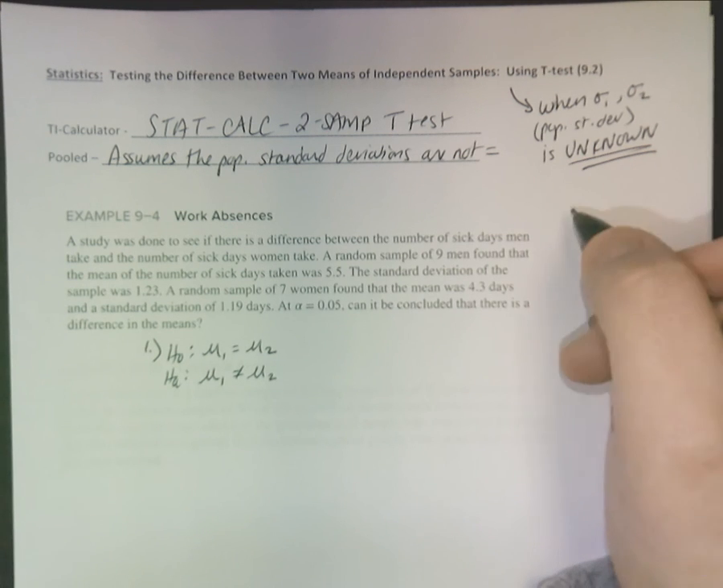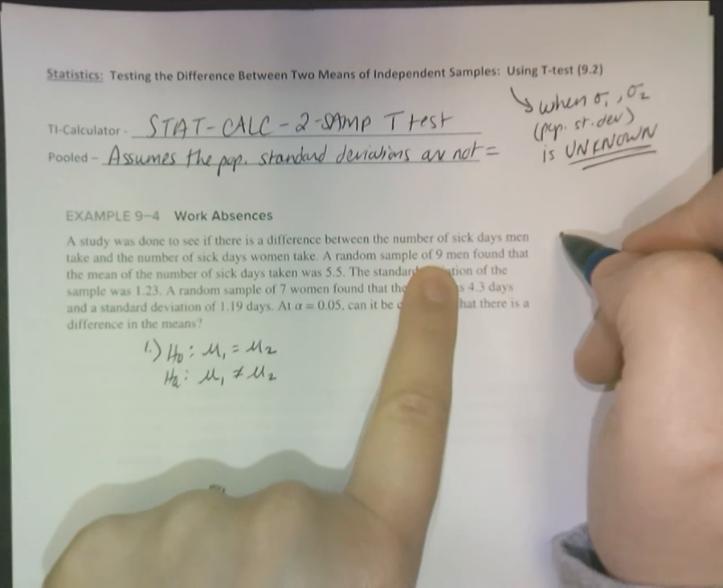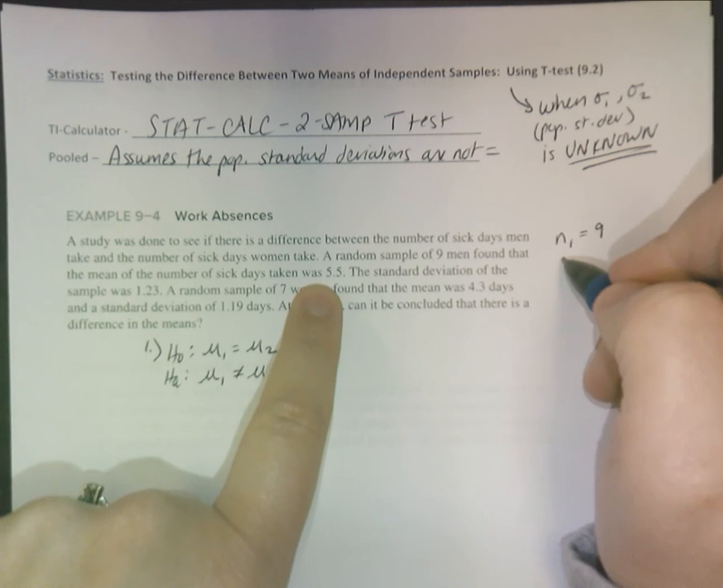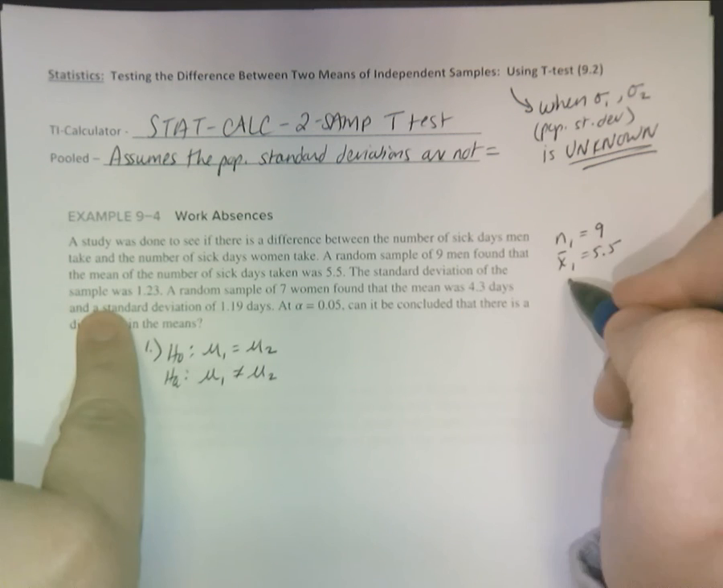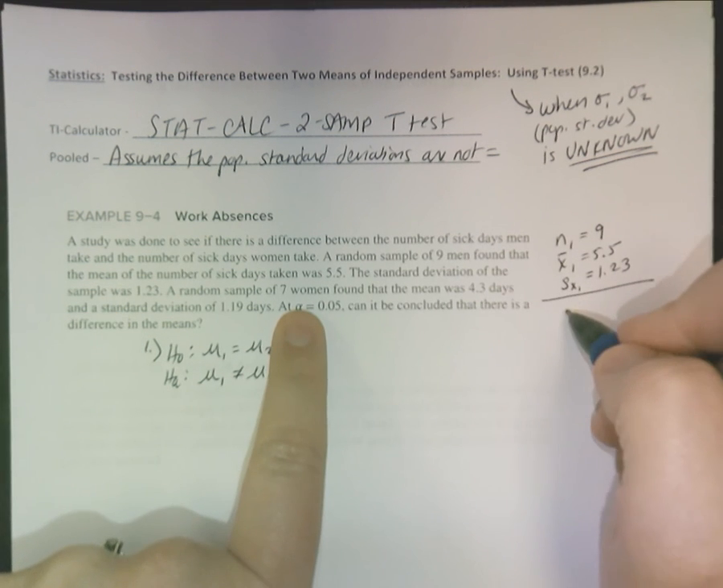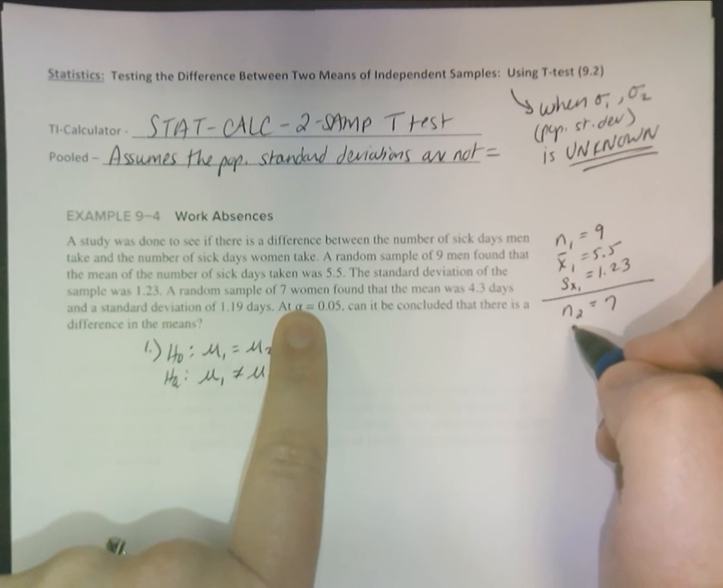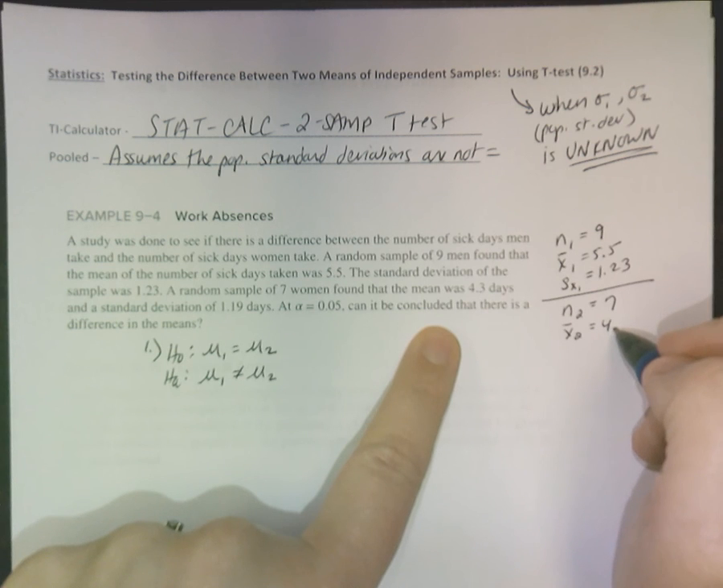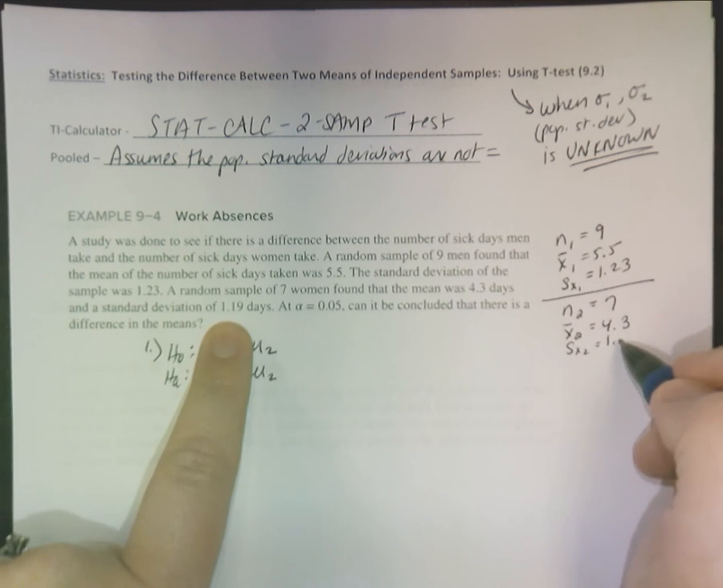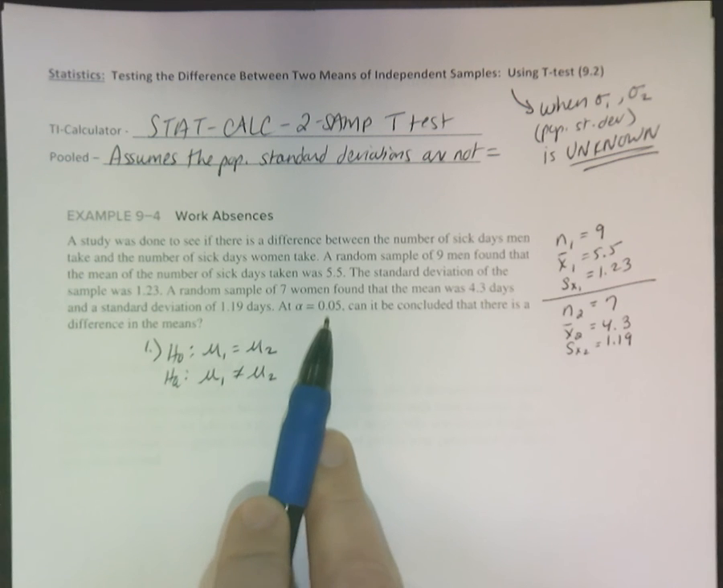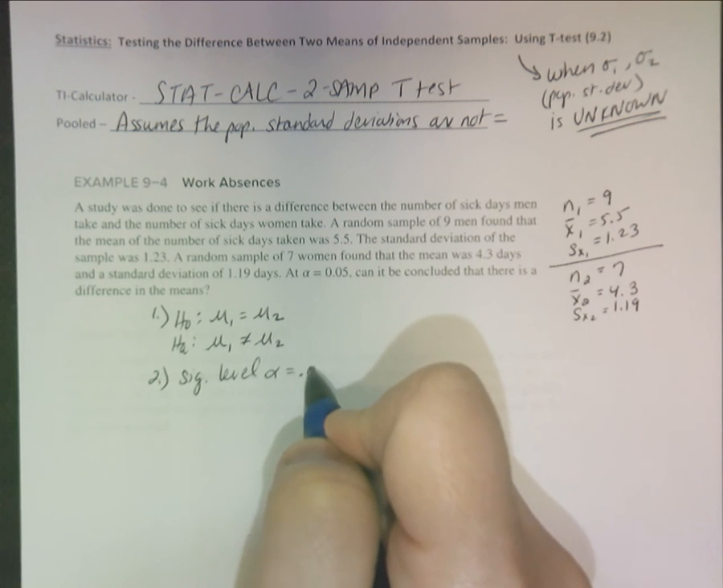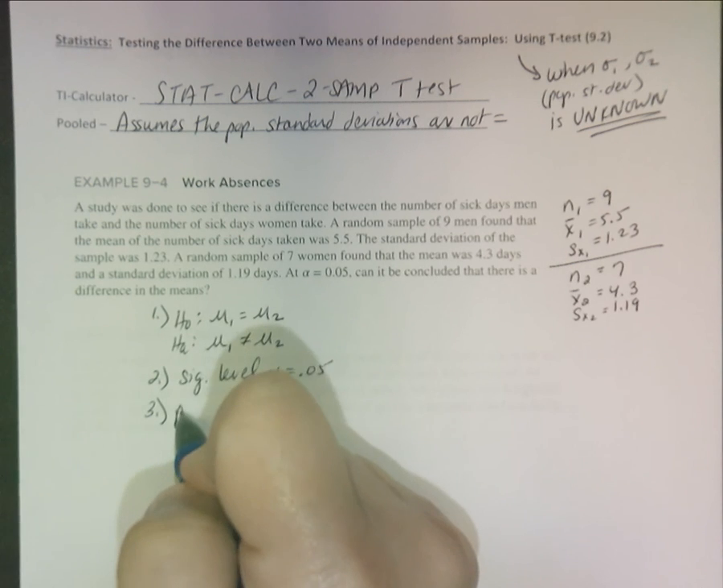Okay. And over here, I just want to write down what I have so far. I tested 9 men, that the mean for sick days, their average sick days, was 5.5, and that their sample standard deviation, that's an Sx1, is 1.23. For women, I tested 7 of them, found that their sample mean was 4.3. Their standard deviation was 1.19, okay? And we're testing at the significance level of 0.05. So step number 2, our significance level, 0.05. Step number 3, use your calculator, get that p-value for me.